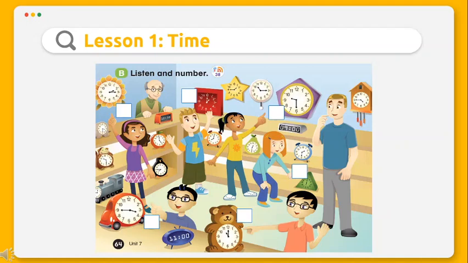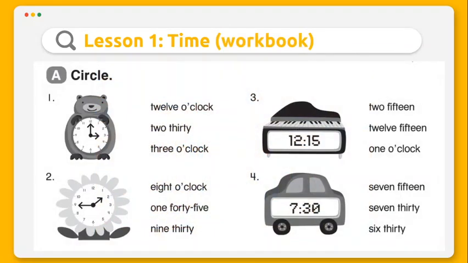It's gonna be easy for you guys if you pay attention to the audio. You have to listen to the descriptions of each clock. Then we're gonna go to our workbook and work on it. Exercise A says circle. That's why you have to check the clock and then check the three options that you have in order to circle the correct answer.